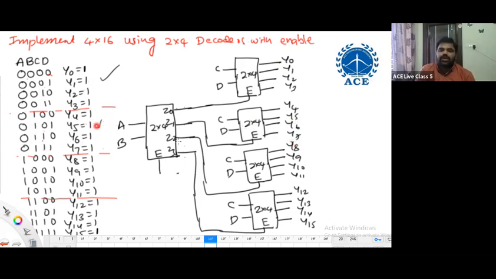When AB is 1, 0, Z2 only is 1, remaining are zeros. This is the only decoder that is enabled. Depending on CD, 1 of Y8 to Y11 is 1. Yes, third part. When AB is 1, 1, obviously the fourth part is satisfied.